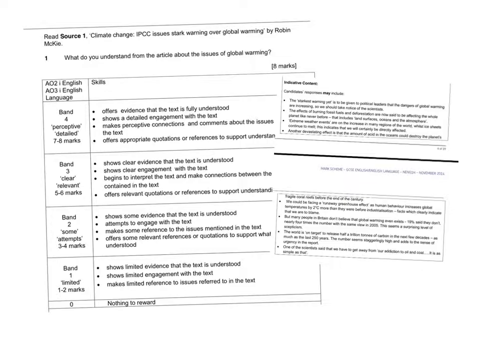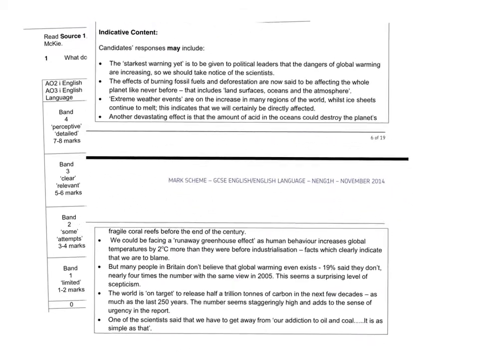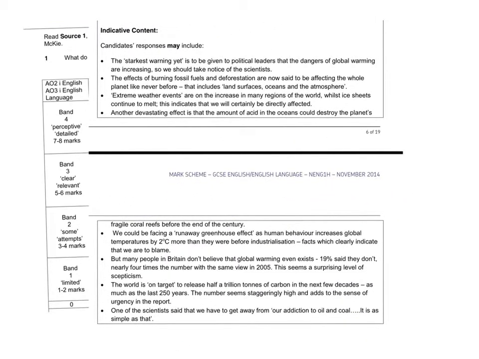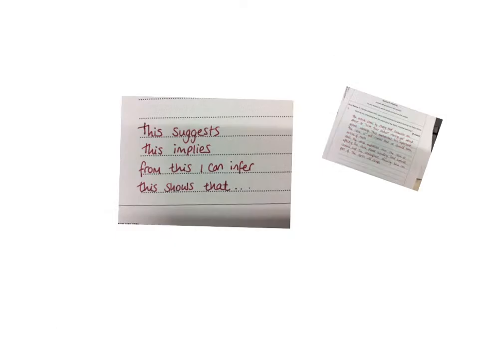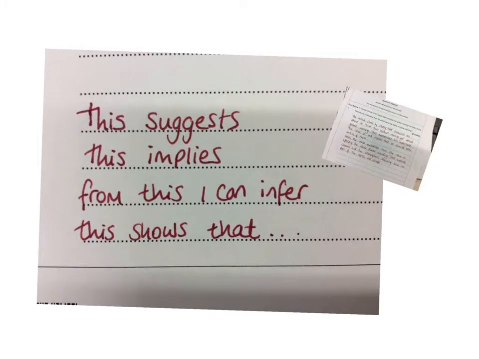On the other side here we've got the indicative comment, so these are things that you could say in your answer. So if you really want to be prepared for next lesson, you might want to have a good read of this and remember them, so that you can just write about it when you do your blue review next lesson. The final part of this video is to have a look at how to actually write your answer. So first of all, here are some phrases that you can use when you're explaining why you've put your evidence in there. This suggests, this implies, from this I can infer, and this shows that.